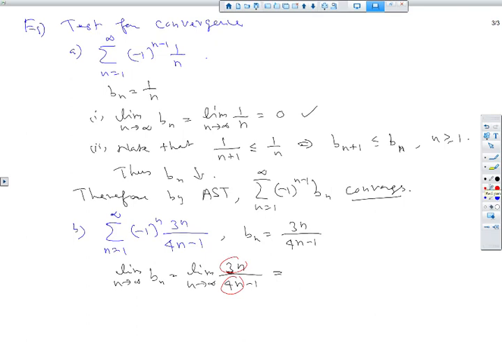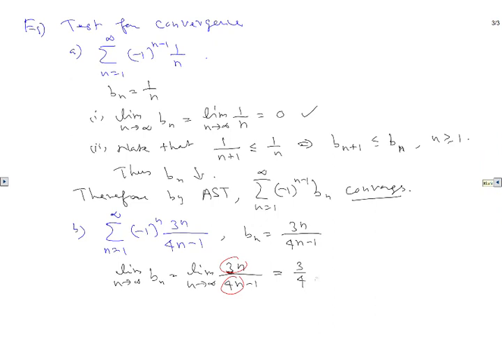And then you can see that if you go 3n over 4n, the limit is 3/4, which is not equal to 0. So it doesn't go to 0. That means by the nth term test, the series diverges. So we're done. We don't want to do anything else. The series diverges because it doesn't go to 0. It just goes to 3/4.